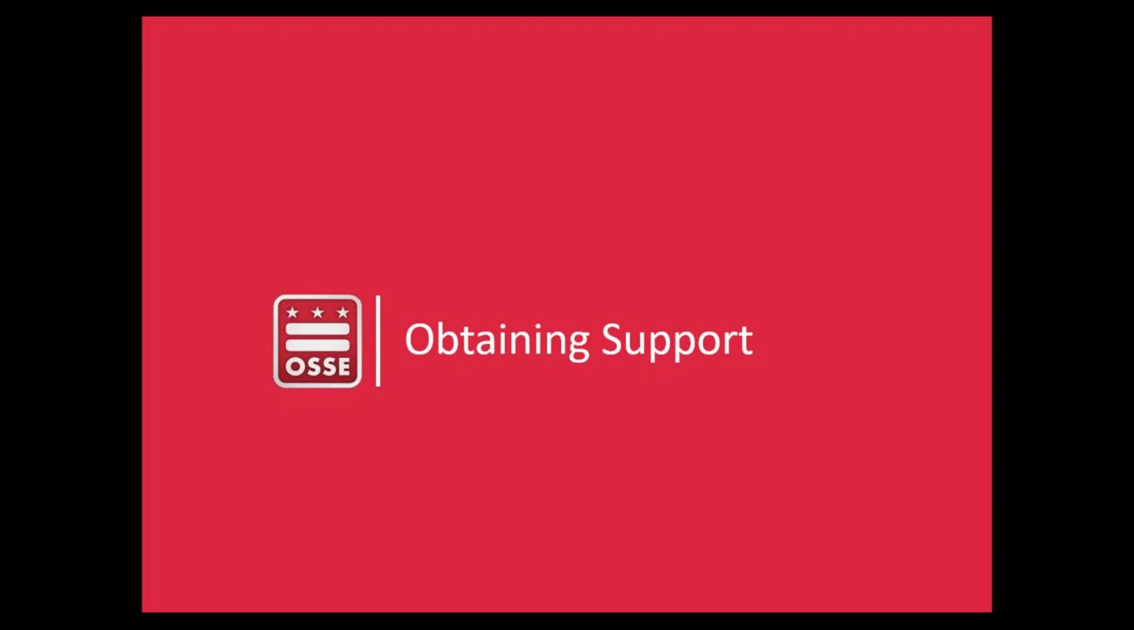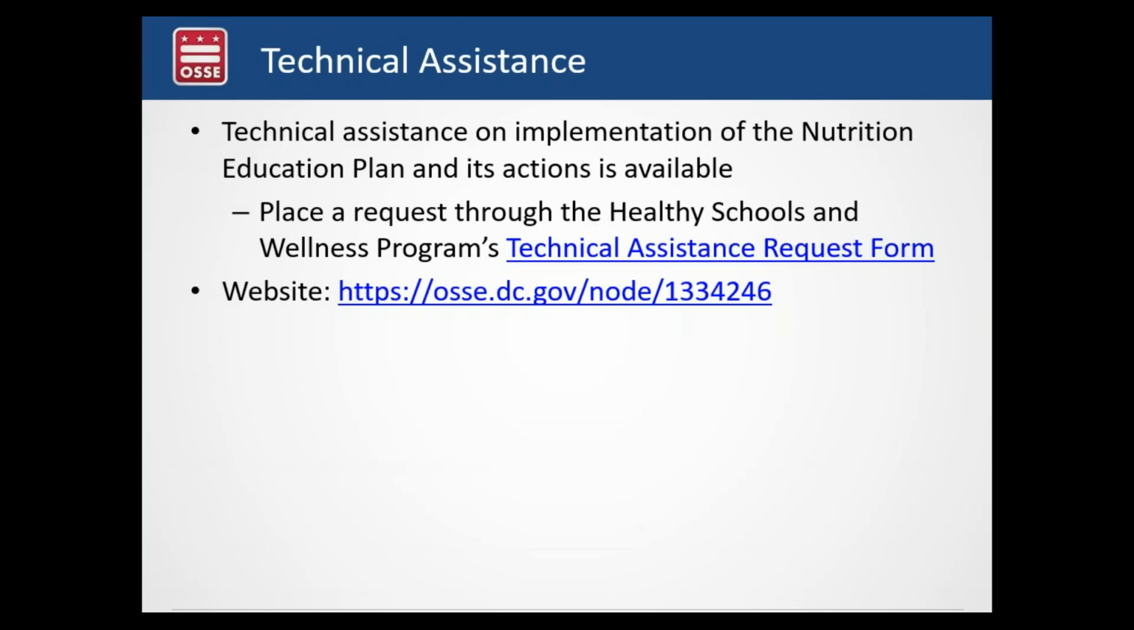After you've gone through the plan, if you have any questions, you can request technical assistance. Technical assistance on the implementation of the plan can be requested by placing a request through the Healthy Schools and Wellness Programs technical assistance request form. We have the website here, so you can go to that website. When you access the plan, all of the links will be there.